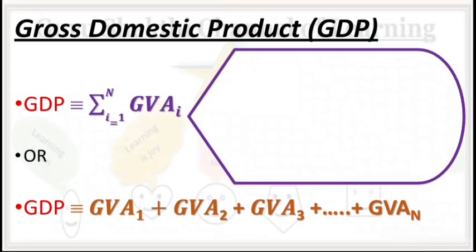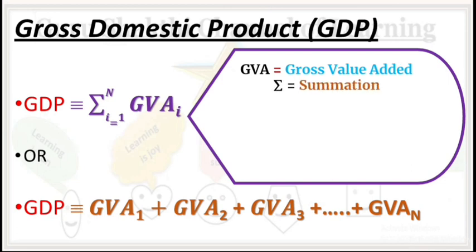This is the formula to calculate gross domestic product. Here, GDP is identical to the summation of gross value added of all the firms in an economy. The abbreviation GVA stands for gross value added. The symbol before GVA stands for summation.